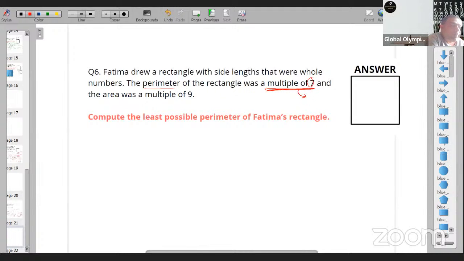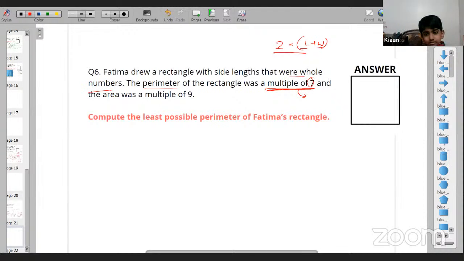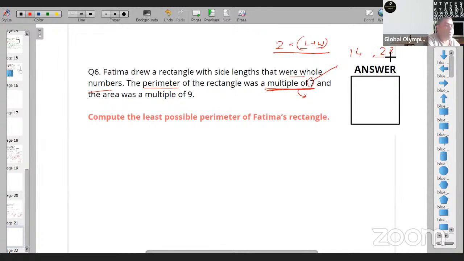Why? I'll tell you. Because perimeter is 2 into length plus breadth, and when the length and width are both integers, whole numbers, then this is an even number. It has to be 14 or 28 or something. Correct. Very good. So that actually makes your list smaller, in terms of shortlisting. Okay. Go ahead.